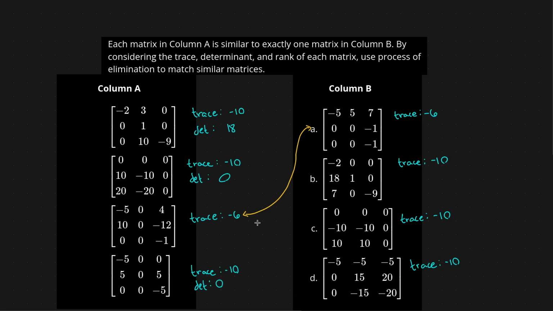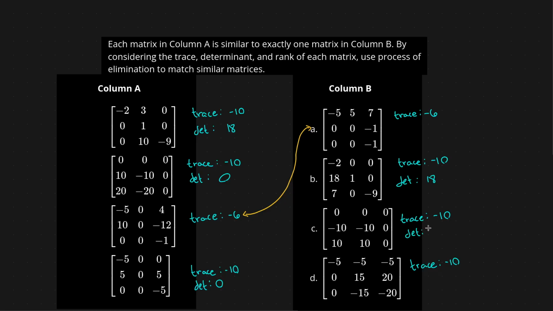Okay, now let's go to column B. I could skip this matrix. I've already found its match. For the determinant here, let's expand along the first row, -2 times -9 minus 0. -2 times -9 is 18. And for the other entries, it'll just be 0. So it's just going to be +18. I think I might have said -18, but it's +18.